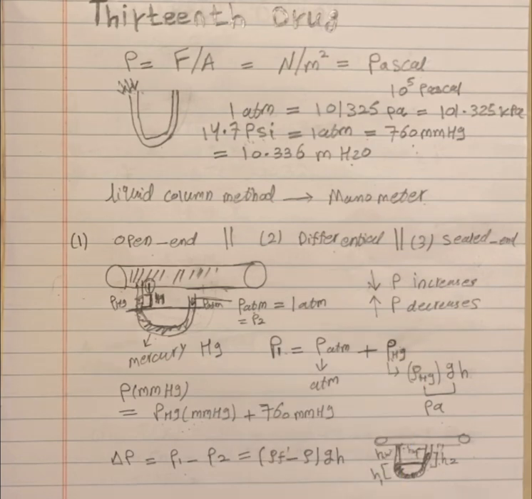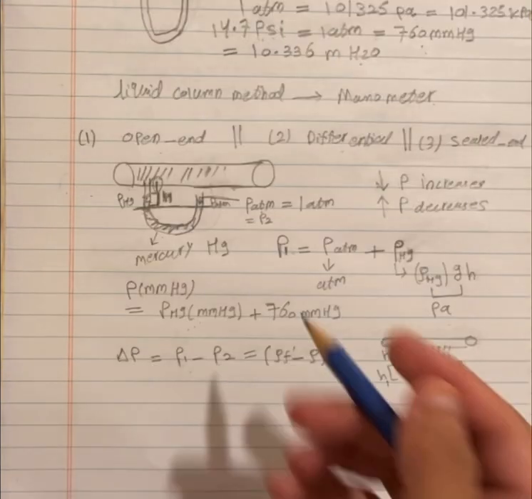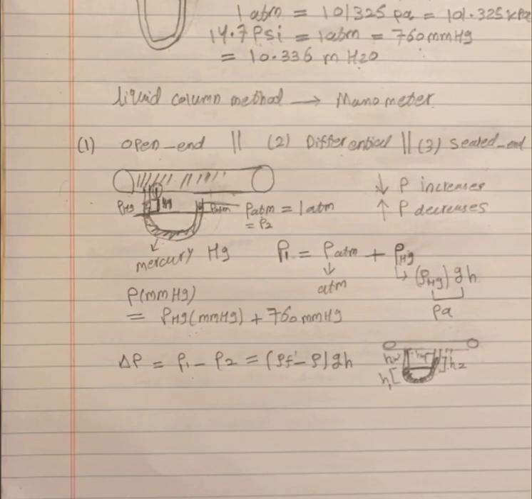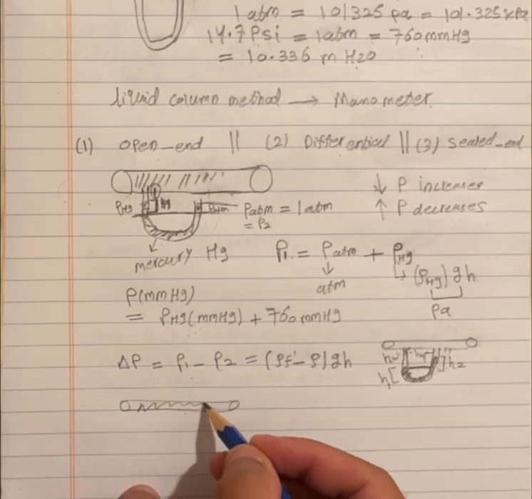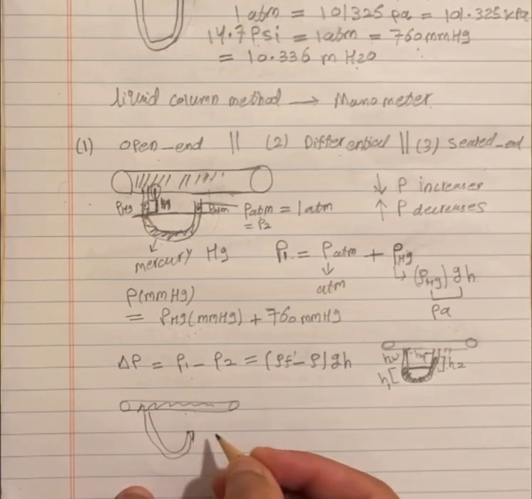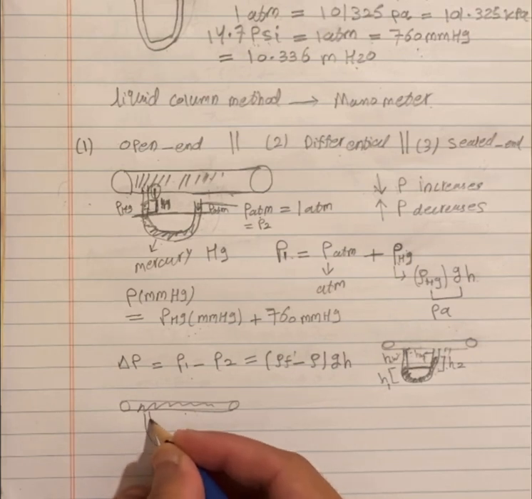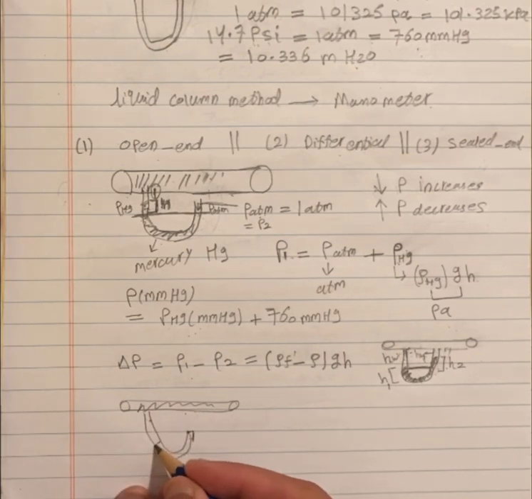And the last type is the sealed end. In fact, just close this portion and you will have the sealed end type. The fluid here, the construction, this is closed, and we have the mercury, for example, here.